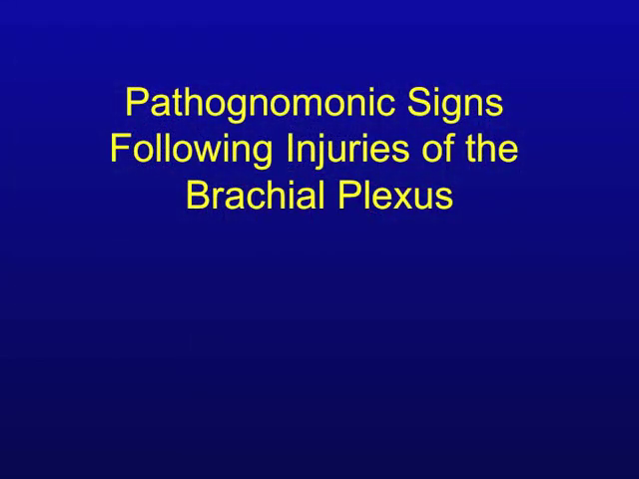Let's look now at some classic pathognomonic signs following injuries to the brachial plexus. A pathognomonic sign or symptom is a specific characteristic or indication of a particular disease or condition. Classic pathognomonic signs are rare, but in lesions of the upper limb, they tend to be quite clear, as I will now demonstrate.